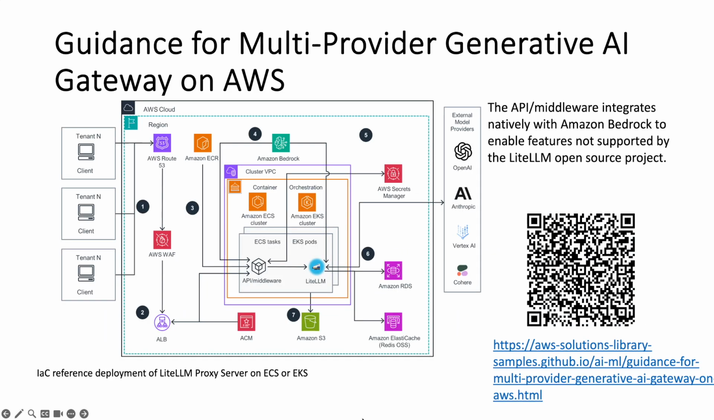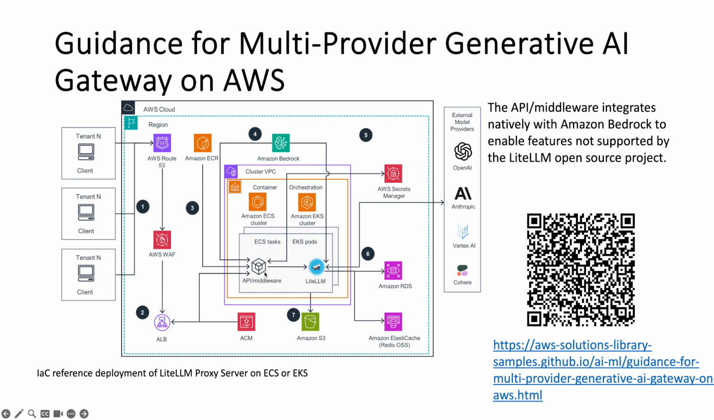So for the purposes of this demo, I'm going to be using this GitHub project, which gives a reference deployment of the LiteLLM Gateway on AWS. Now, the solution has made a few additions on top of the LiteLLM. So there's the open source LiteLLM gateway deployed here.